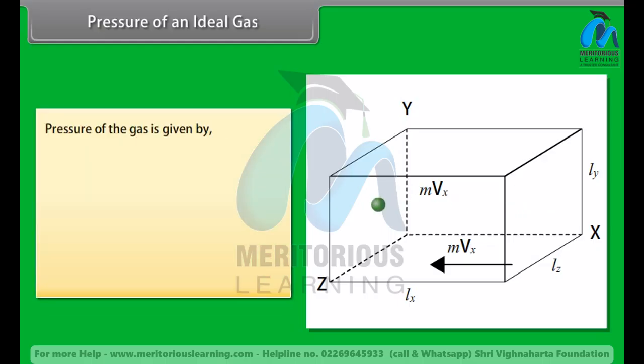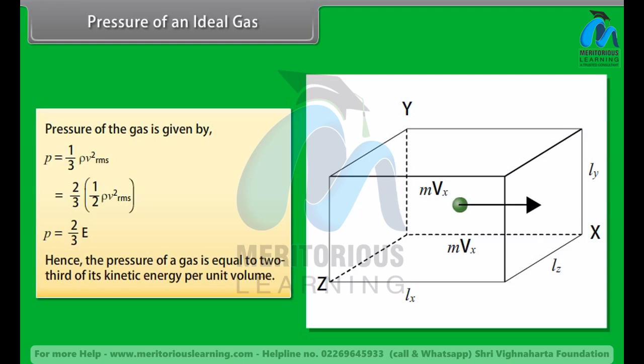Pressure of the gas is given by P = (2/3) E. Hence, the pressure of a gas is equal to 2/3 of its kinetic energy per unit volume.